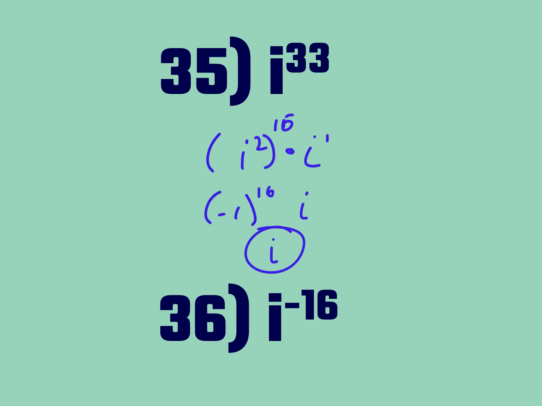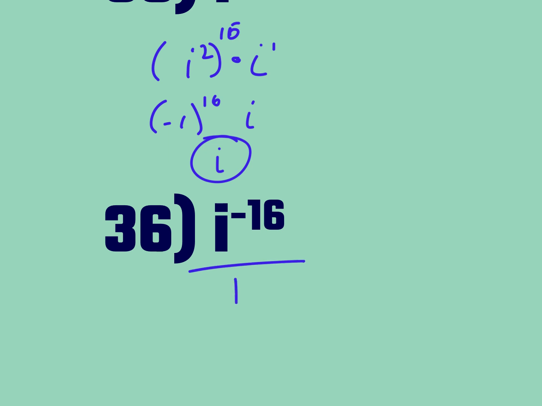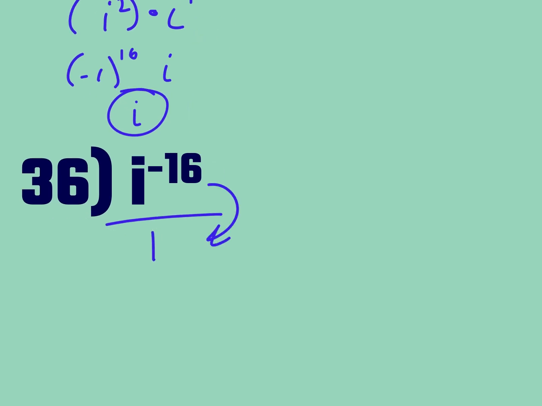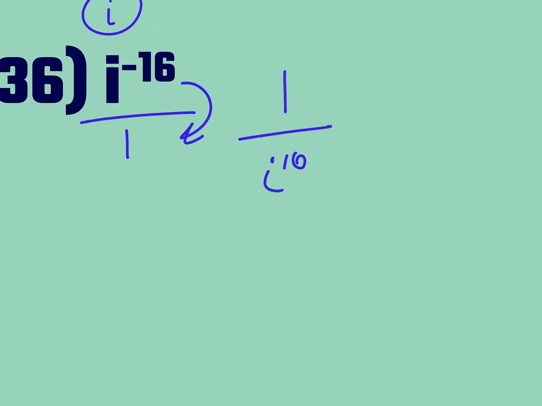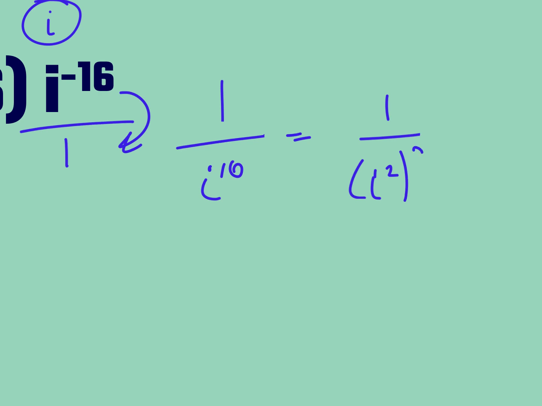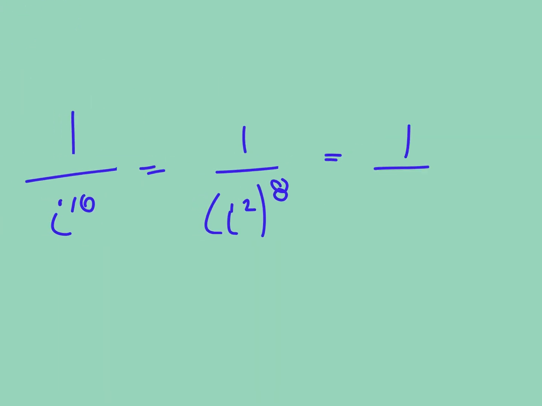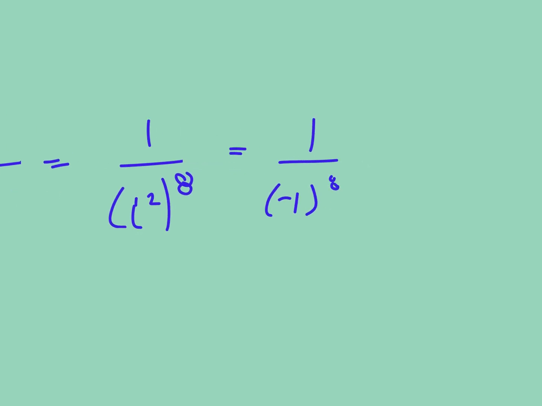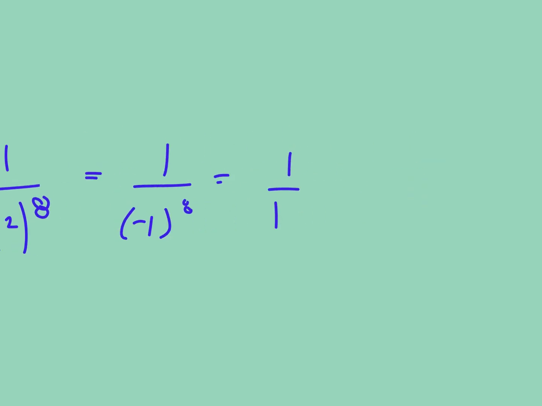Look at 36. How's 36 a little bit different? It's negative. What do we do, guys, with a negative exponent? You move it to the bottom, so this becomes 1 over i to the 16th power. Perfect. So now I want to use i squared as my base. I'm going to rewrite this as 1 over i squared to what power would give me 16? 8. Good. So I have 1 over negative 1, correct, to the 8th power. What is negative 1 to the 8th power? Positive 1.